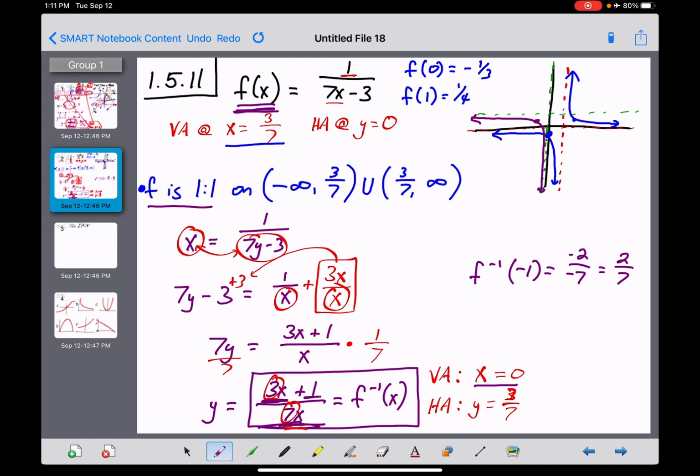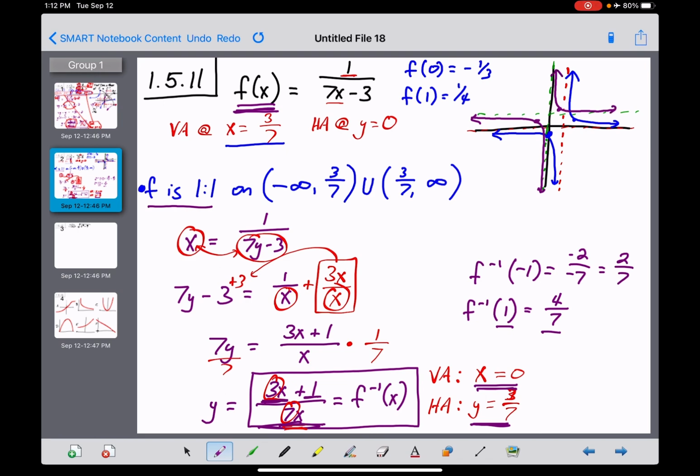And let's pick something to the right of our vertical asymptote now. Let's evaluate f inverse at +1. That numerator, 3 times 1 plus 1 is going to be 4. My denominator, 7 times 1 is going to be 7. So we've got the ordered pair 1 and 4/7. Okay, so 1 to the right here and 4/7. That dashed green line right there was 3/7. 4/7 would be just above it. So this graph is going to look something like that.